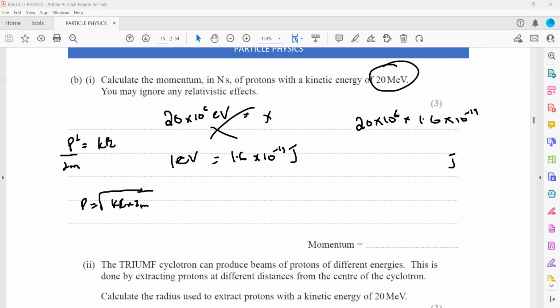So after getting the energy in joules, don't forget to use the converted energy. Here, it will be 3.2 times 10 power minus 12 joules. And this is the kinetic energy, where M is the mass of the particle. In this case, we have a proton, so that will be 1.6 times 10 power minus 27. The constants will be given, like mass of proton, mass of electron, mass of neutron. These constants will be there.